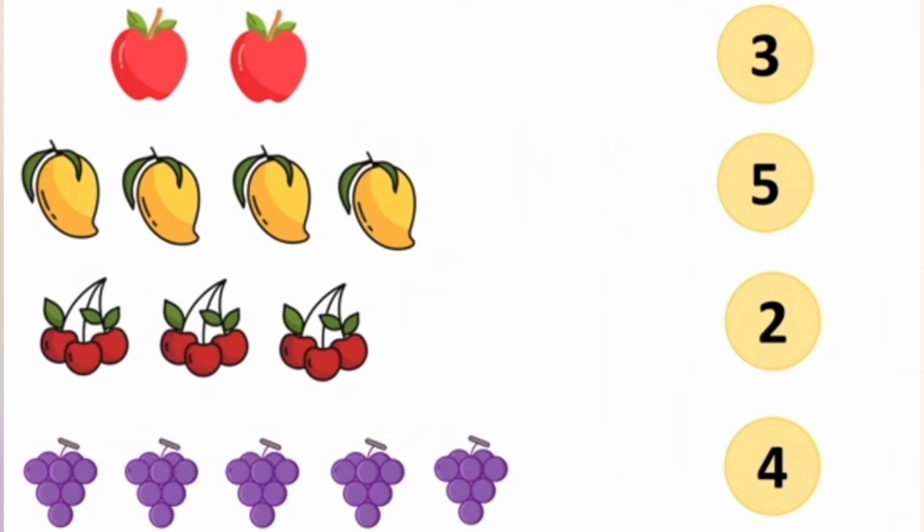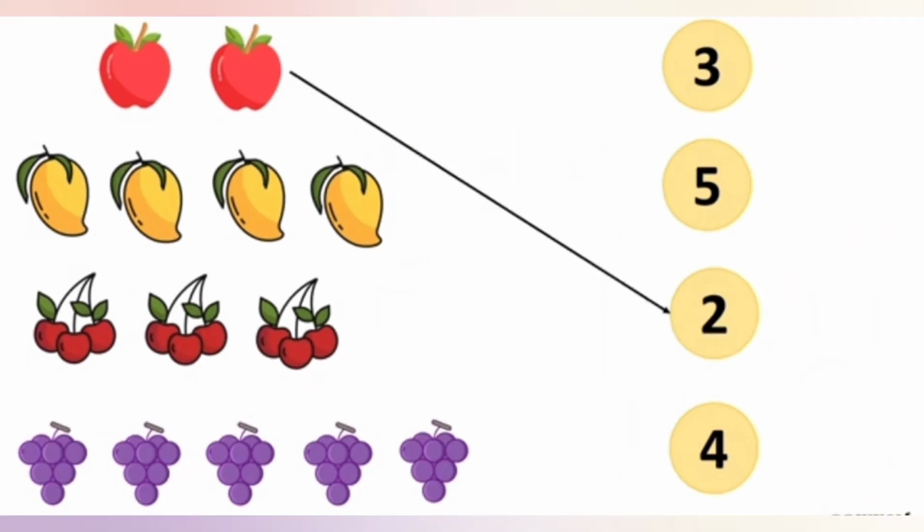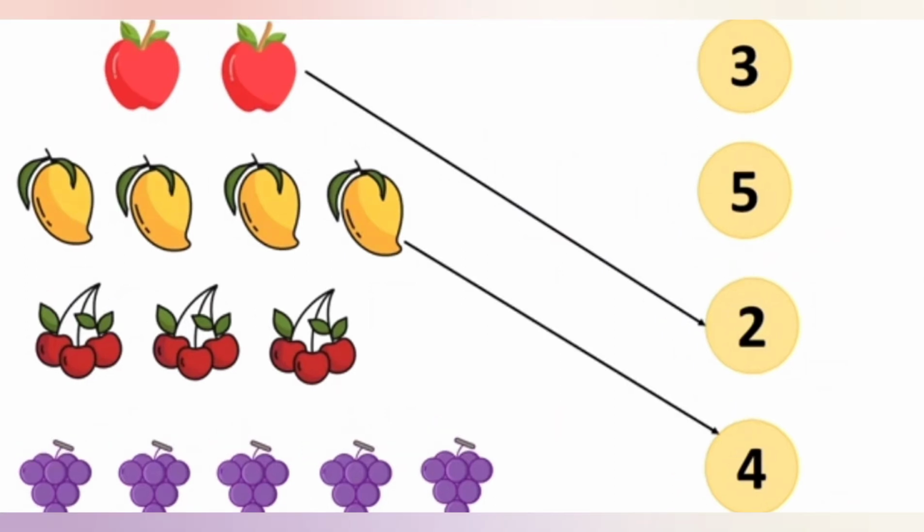So here first of all we will count the apples. 1, 2. So 2 apples are there. We will match the apples with the number 2. Now coming down to second one. Some mangoes are given. We will count the mangoes. 1, 2, 3, 4. How many mangoes are there? 4 mangoes. Then again we have to match the mangoes with the number 4 given on the right hand side.